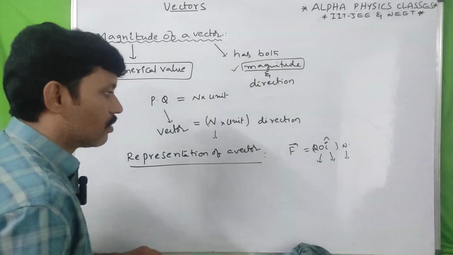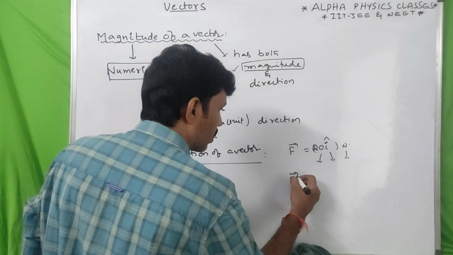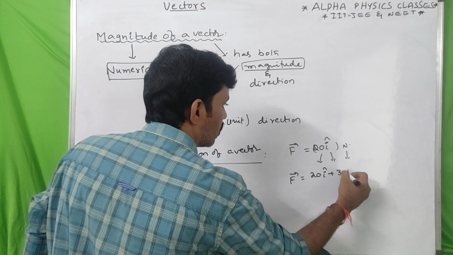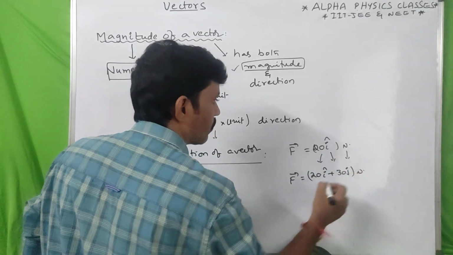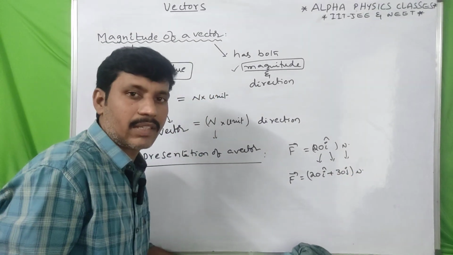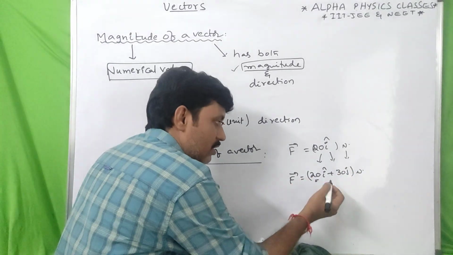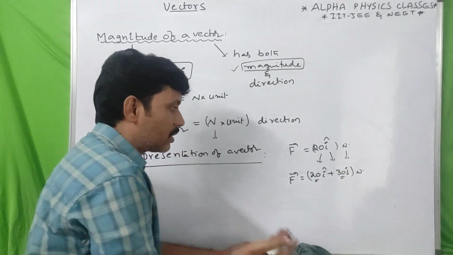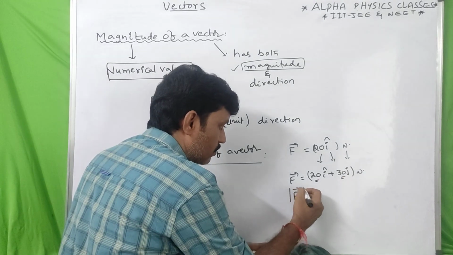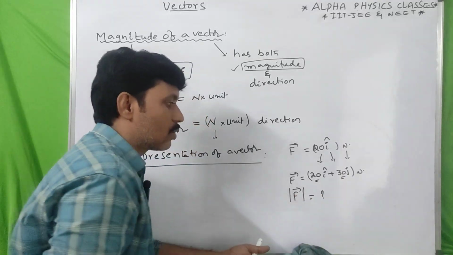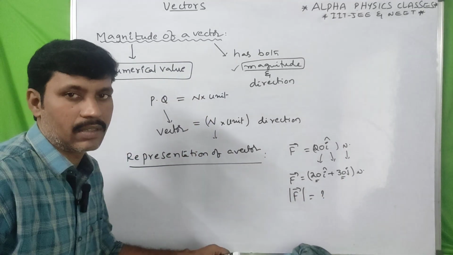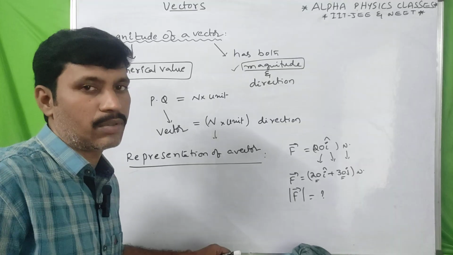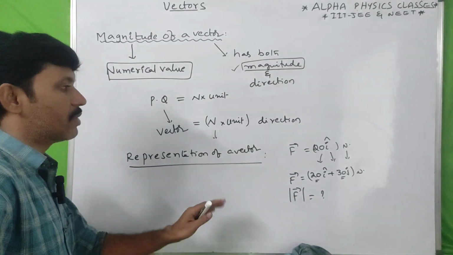For example, this F bar can be represented like this: 20 i cap plus 30 j cap newtons. But here, what is the magnitude? Along x direction the magnitude is 20, along y direction the magnitude is 30, but what is the magnitude of the force vector? How much? That should be found out. Now you have to learn how to find it. That is our concept.